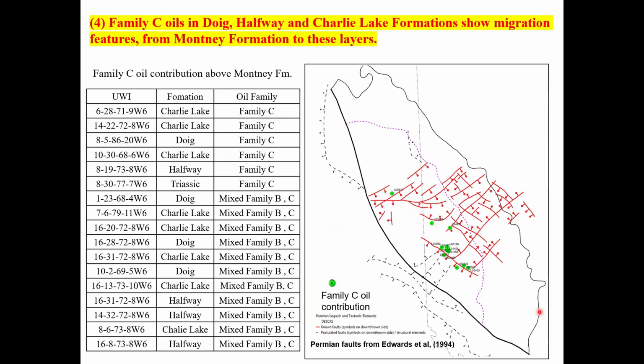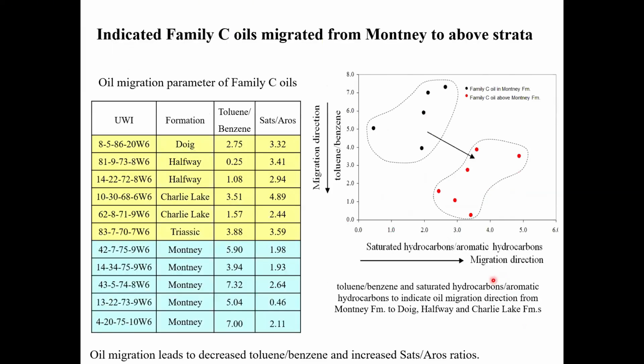Another line of evidence is the presence of family C oils within the Doig, Halfway, and Charlie Lake formations, suggesting upward migration from the Montney Formation. These occurrences are consistently located near active Permian faults, which would have facilitated vertical oil migration through fault pathways. This migration process has geochemical consequences.